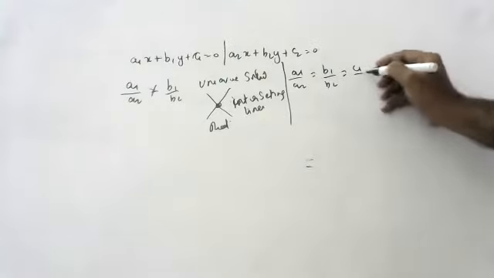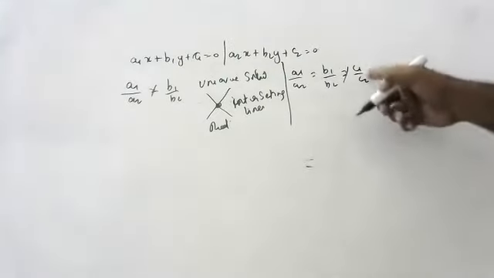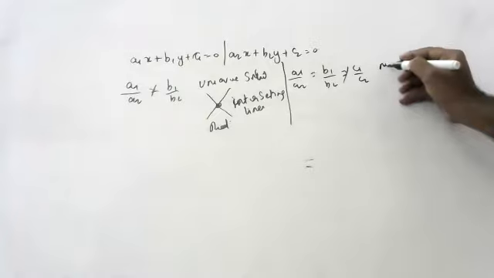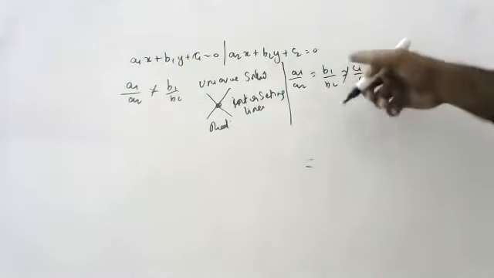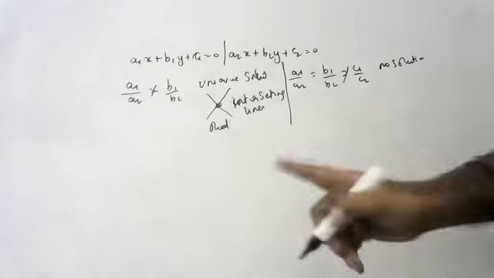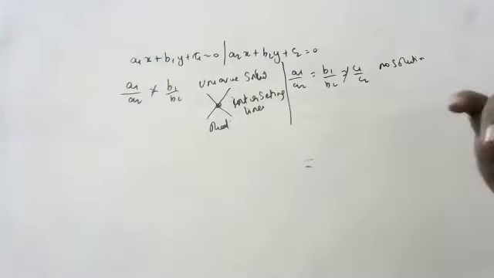Suppose, children, a1 by a2 is equal to b1 by b2, then check with c1 by c2. If this and this are not equal, b1 by b2 is not equal to c1 by c2, then no solution, children. No need to solve that sum.